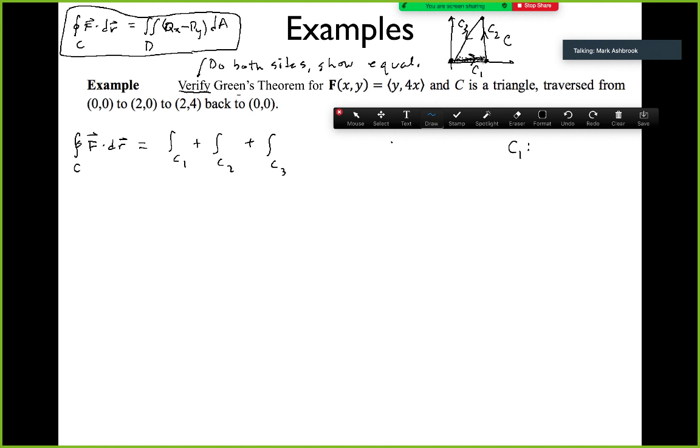What will be our vector function for C1? If it's every point on that curve, then what do we know about every point on that curve? The x component would equal x, and the y component would be 0. And then x is just going to vary from there to there, so we can just make that our parameter t. So x is going to vary with t.